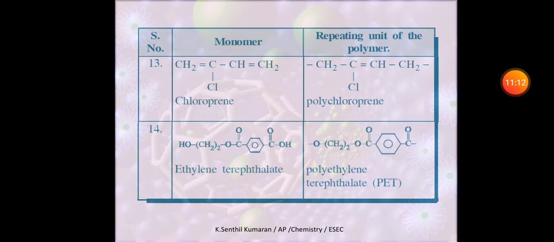Next, ethylene terephthalate. It is one of the complicated monomers. So n number of ethylene terephthalate, with the help of condensation polymerization reaction, form polyethylene terephthalate, that is PET.